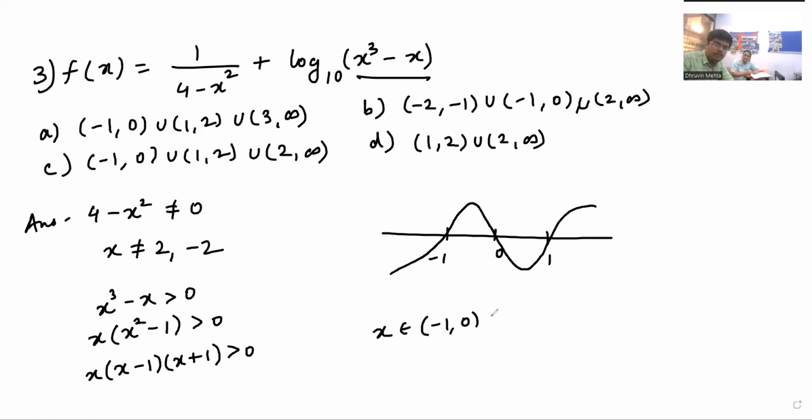But then see, there is a problem. The problem is we are not considering 2 and minus 2. When you take 1 to infinity, we will take 1 to 2 and 2 to infinity. ऐसा क्यों ले रहे हैं? क्योंकि ऑप्शंस उस हिसाब से है. We have to verify the options.